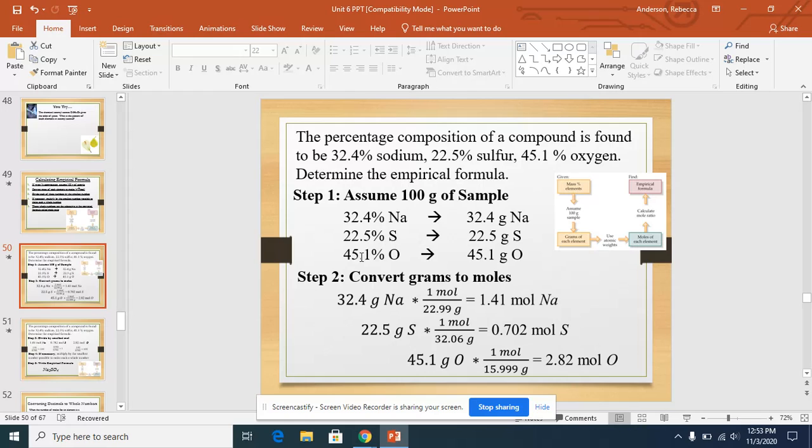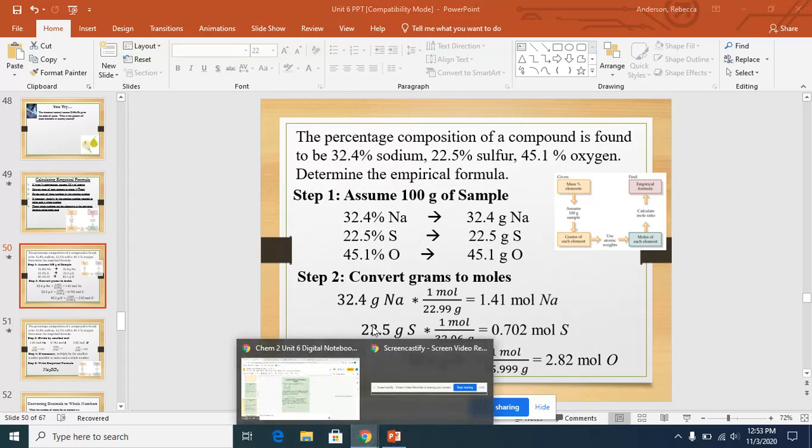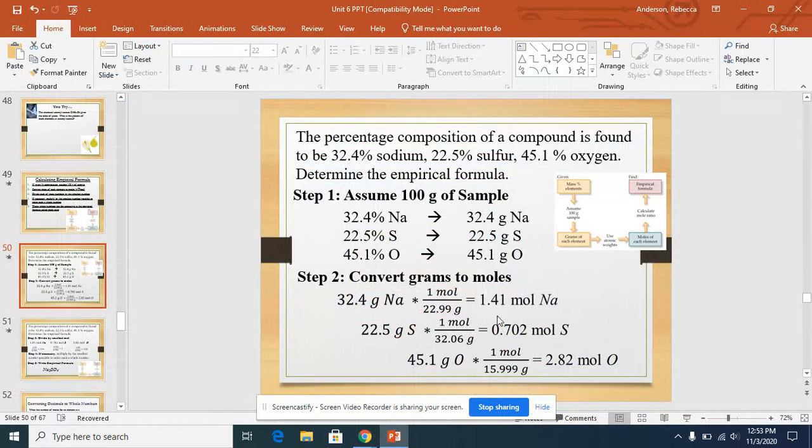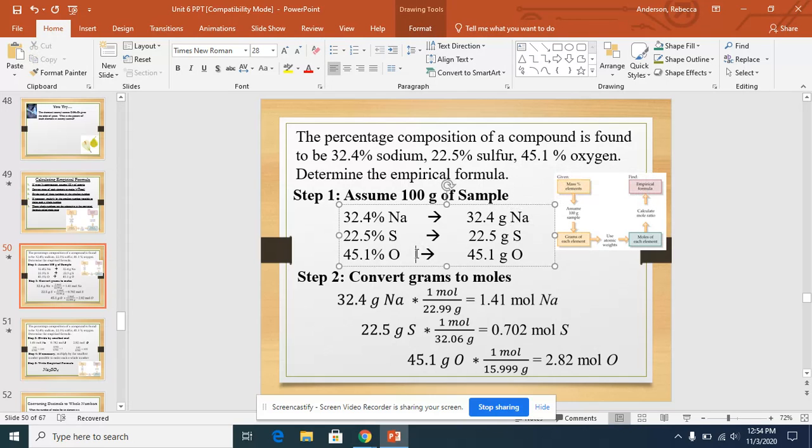Okay, so convert grams to moles. You could do the stoichiometry listed, or it's always going to be whatever you have divided by the molar mass. So if you want to just look up the mass of sodium, you could do 32.4 divided by 22.99, because if you look at sodium on the periodic table, it's 22.99. So if you divide those two numbers, you get 1.41 moles of Na. 22.5 divided by the mass of sulfur, which is 32.06, is 0.7 moles of sulfur. 45.1 grams of oxygen divided by the mass of oxygen, which is 15.999, is 2.82 moles of oxygen. So that's our second step, converting grams to moles. You take whatever grams you find up here divided by the mass of that element. That's how we got that.